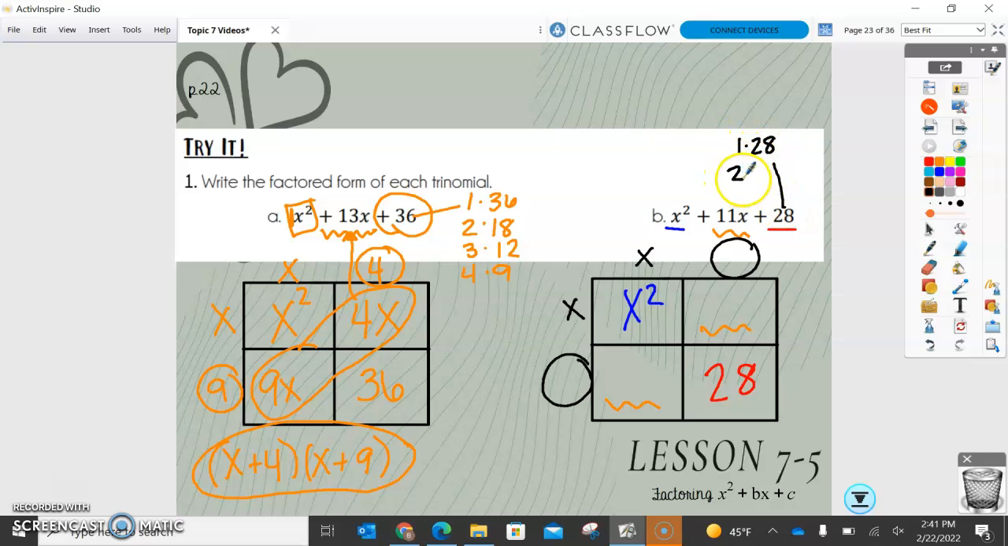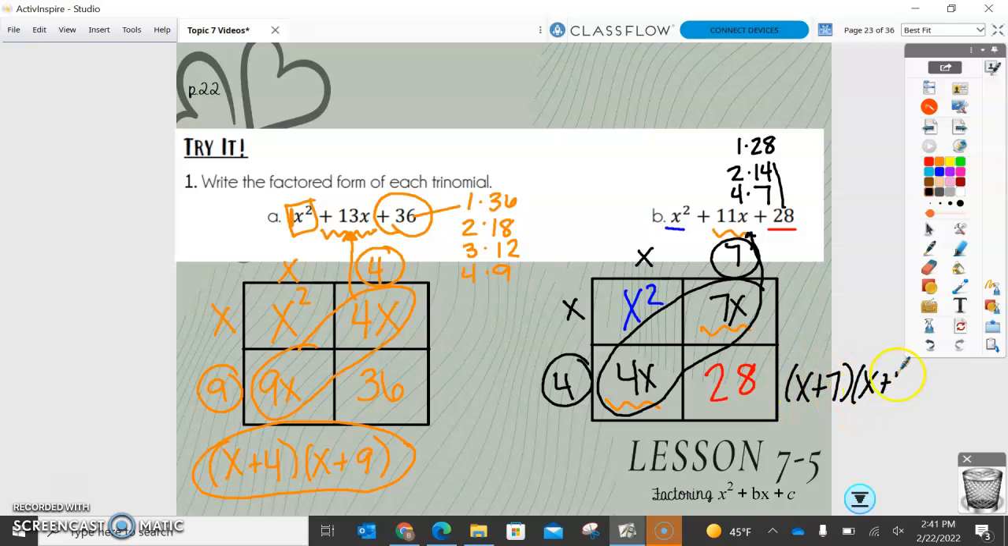1 times 28, 2 times 14. Oh, how about 7 times 4? Wait, 7 plus 4 is 11. If I put a 7 here and a 4 here, I'm going to get 4x and 7x, which together make my 11x's. That's what I wanted, and we know 7 times 4 is 28. So my final answer will be x plus 7 times x plus 4.